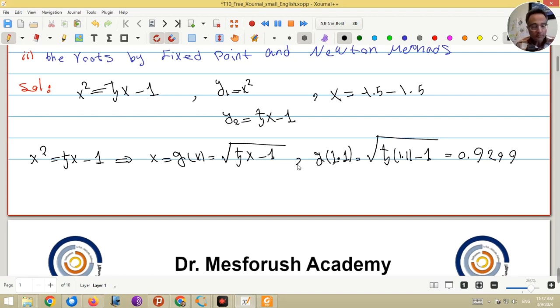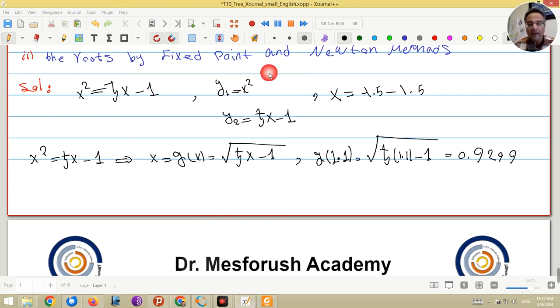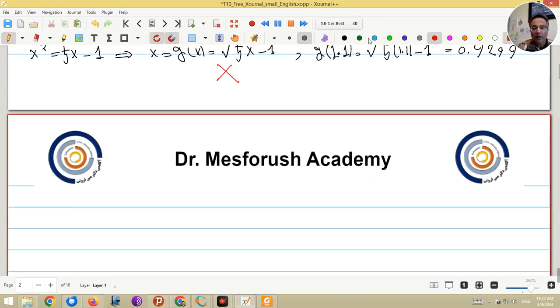By this figure, we can find out the root is between 1 and 1.5. So we get the interval 1 and 1.5. And this number is not inside the interval, so this g of x is not acceptable, and we have to find another one.